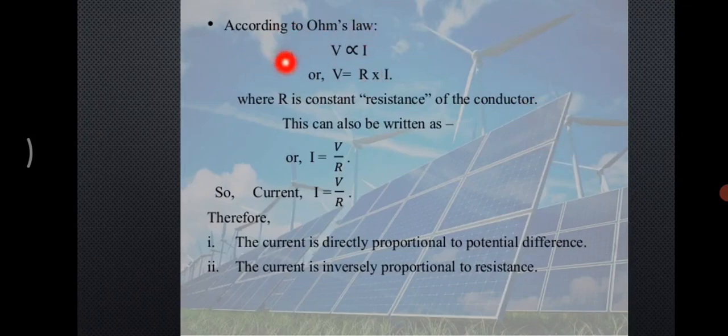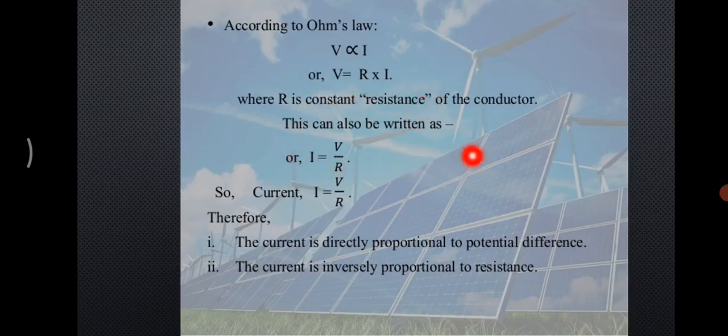At the end he stated that voltage V is directly proportional to the current, but it is not equal. If it was 2 volts, the current was not 2 amperes, but it was increasing. From that directly proportional relationship he took out the proportionality constant as R. So V equals R into I. What is this R? He named that constant the resistance of the conductor. There was a factor which was affecting the flow of current in the conductor. What was that? That was resistance.